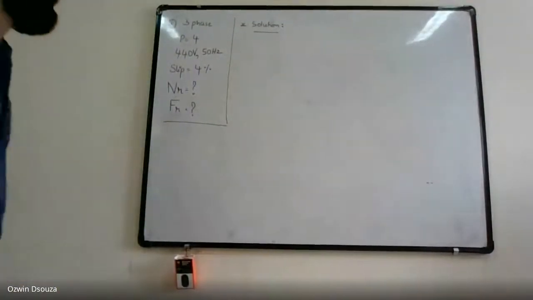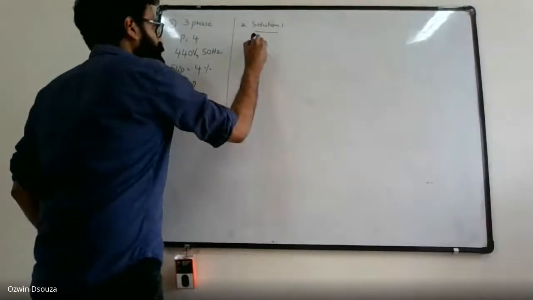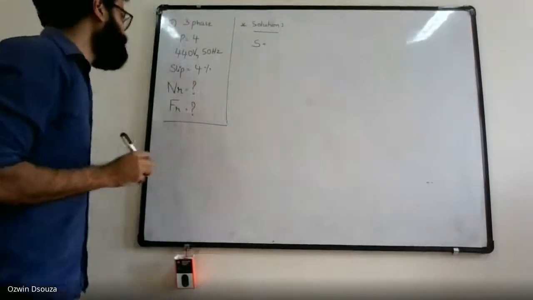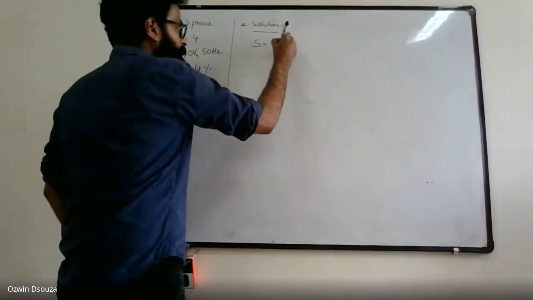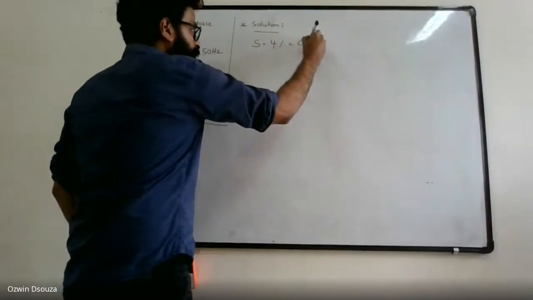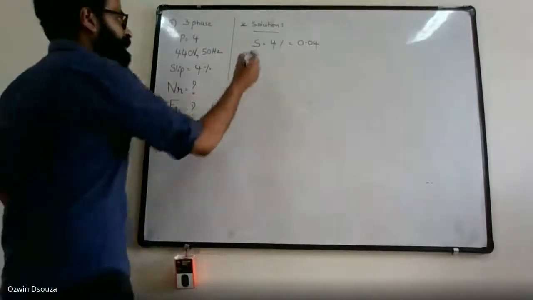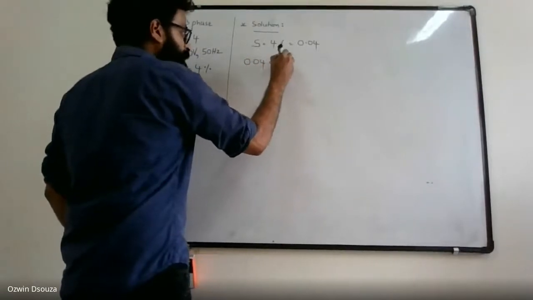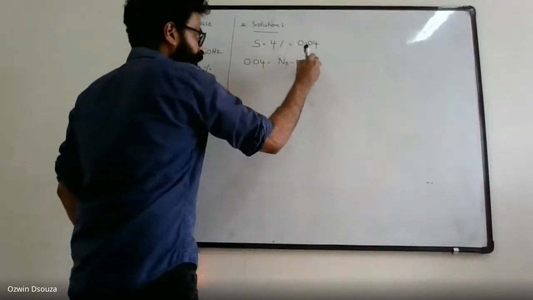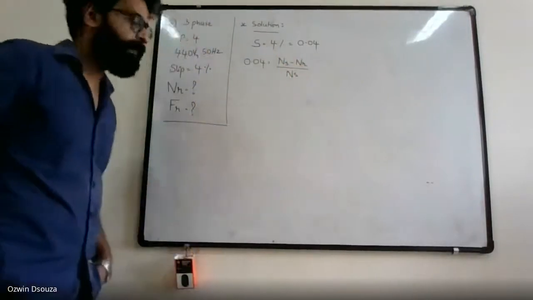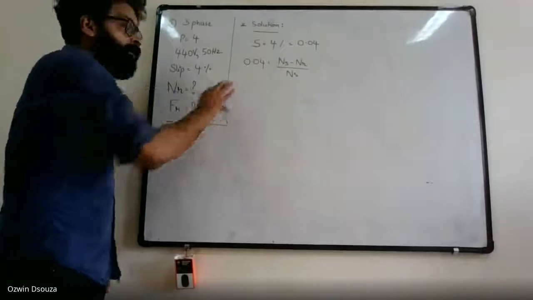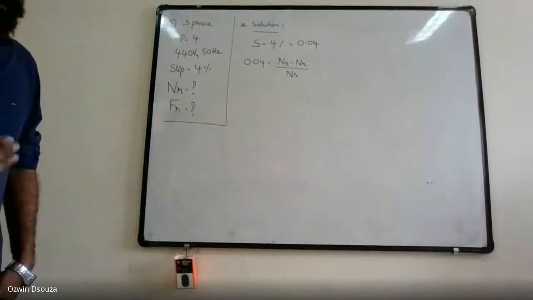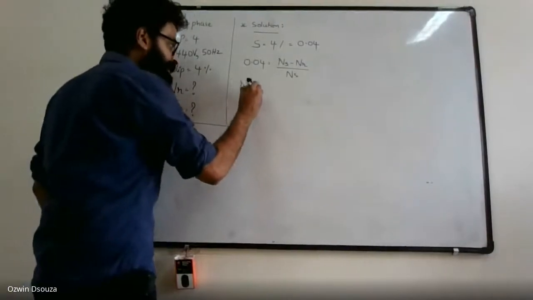Solution. First let us make use of the slip formula. Slip is 4%, so 4% is 0.04. The formula for slip is (ns minus nr) divided by ns. Do we know anything about ns? No, we don't know anything about ns because nothing is given in terms of synchronous speed. But you can calculate ns.